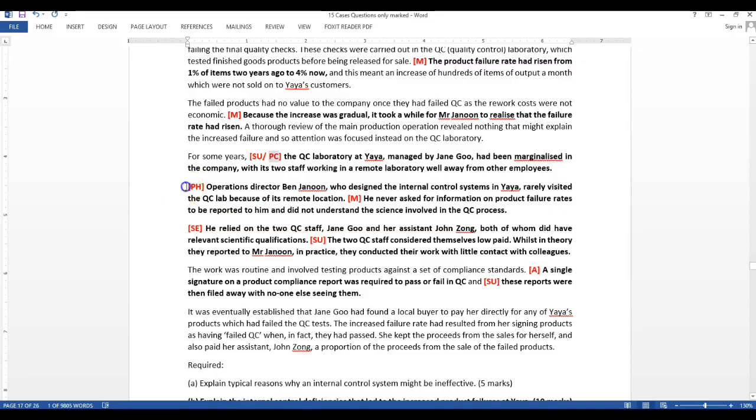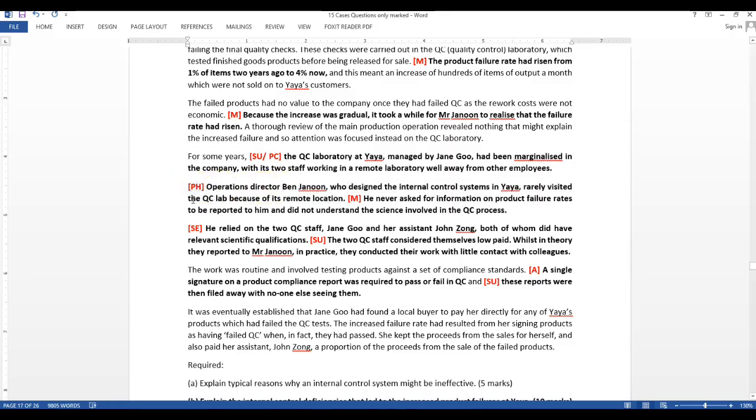So next one is Operations Director Ben Janoun, who designed the internal control systems in Yaya, rarely visited the QC lab because of its remote location. So he is the one who has designed the internal control system. At least some person should have been sent there. Something like an auditor should have been sent, or an assistant operations director should have been sent. They should have gone there to test how the internal control systems are working effectively in that place. But none of them have gone there.